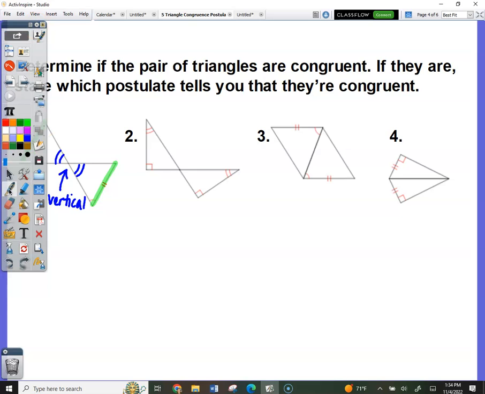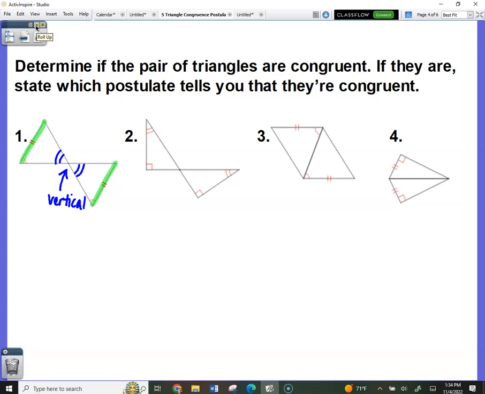All right. What do we have? Go around one triangle and then go around the other triangle. We've got a side here. Be careful. Then we have an angle. Then we have an angle and a side. Notice the side is only touching one of the congruent angles, which means it's angle, angle, side. Do you see the difference?